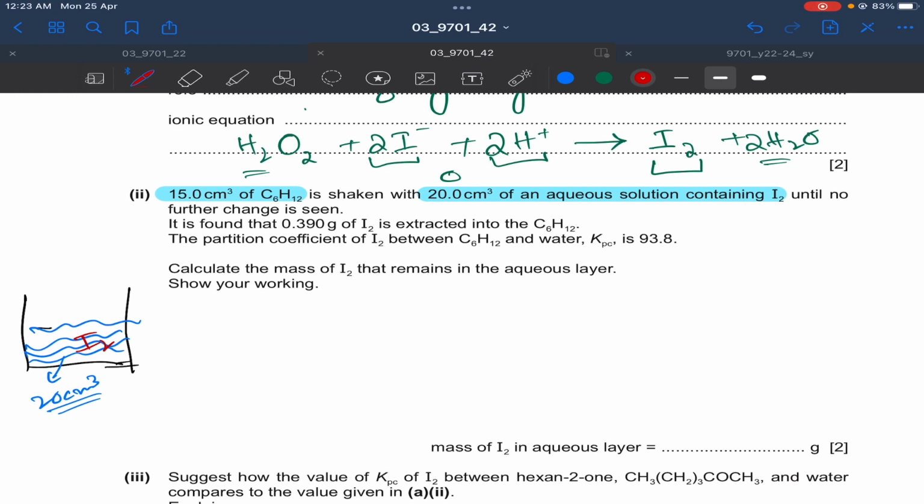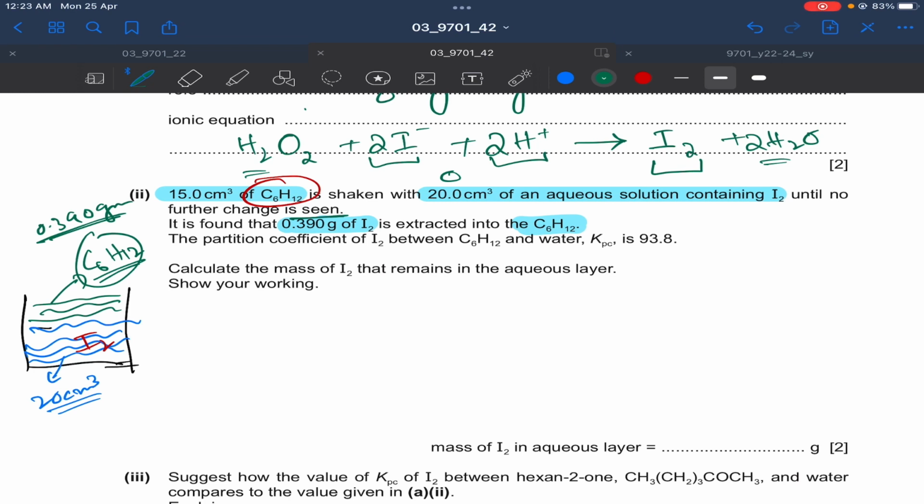It contains iodine, and we have added 15 cm cube of cyclohexane into it, right? So let's suppose this is 15 cm cube of cyclohexane, C6H12. Until no further change is seen, that means equilibrium is established. So it is found that 0.390 gram of iodine is extracted into the cyclohexane. So the amount of iodine that transfers into cyclohexane is 0.390 grams. This is the amount of iodine that shifts into the cyclohexane, right?